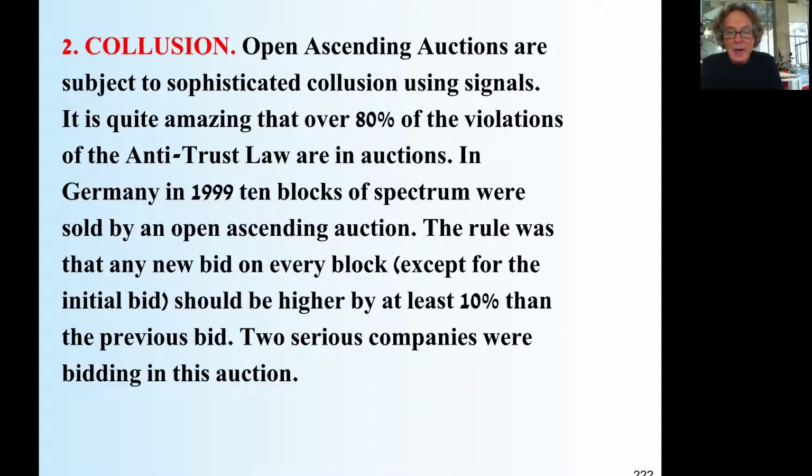Collusion. Open ascending auctions are subject to sophisticated collusion using, sometimes, signals. It is quite amazing that over 80% of the violations of the antitrust law are in auctions. 80%, I think it's more like 84%. Okay, so what's going on there? For instance, I can collude with you without talking to you, so it looks as if it is legal. What do I do? Every time that you win, I will reduce next time.